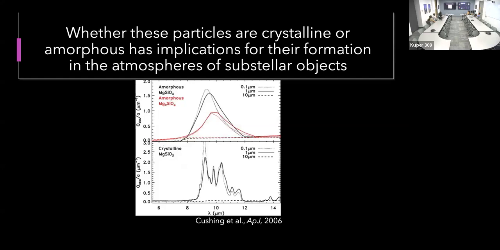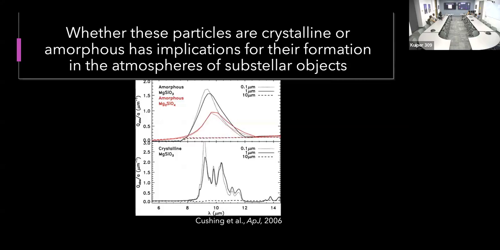The other thing that was recognized right away as soon as this was seen is that we should probably be able to tell the difference between amorphous silicates and crystalline silicates. On the top there, you're looking at both enstatite and forsterite, and then the bottom is just enstatite.